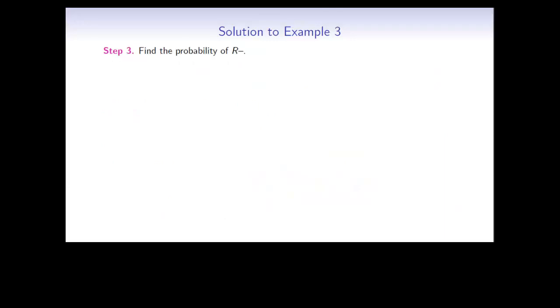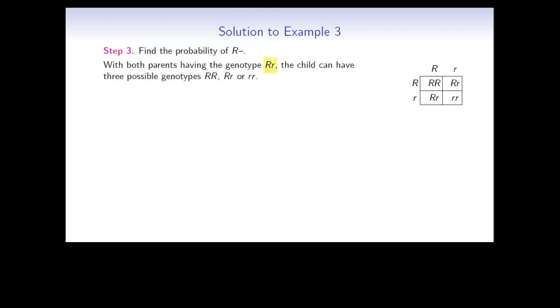Now let's find the probability of R dash. Each parent had the same genotype, big R, small r. So this time, filling out the Punnett square, we see that there are 3 possible genotypes for the child. Let's try to find the probability of each of these 3 different types. Notice first that from each parent, receiving a big R or a small r is equally likely. In other words, each of them have probability a half, which we can fill out in the table.